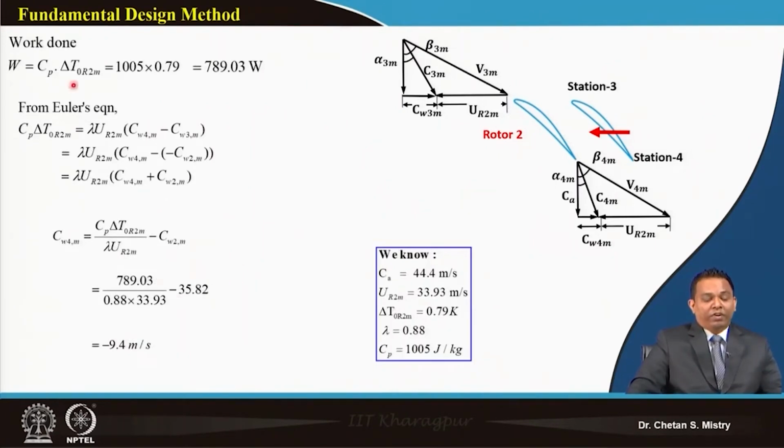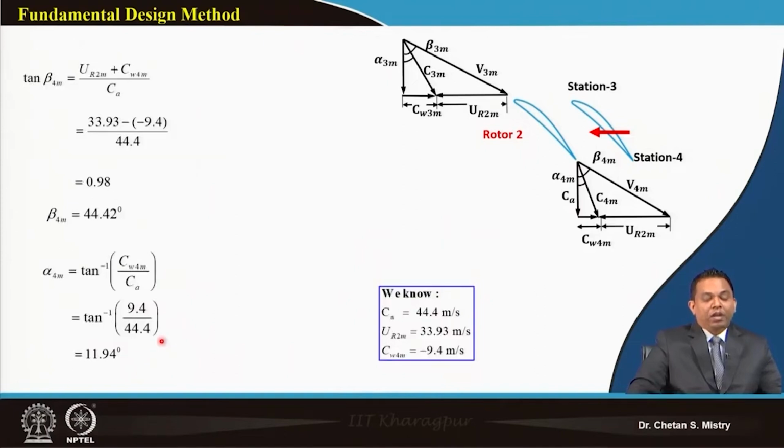Now, based on Euler's equation, we can calculate CW4 at the exit of rotor 2. Putting this in, the velocity comes to minus 9.46 meter per second. We can calculate beta 4, the angle with which the flow comes out, and it comes to 44.42. My alpha 4 is the absolute exit flow angle. Putting in CW4 by CA, it comes to 11.94.